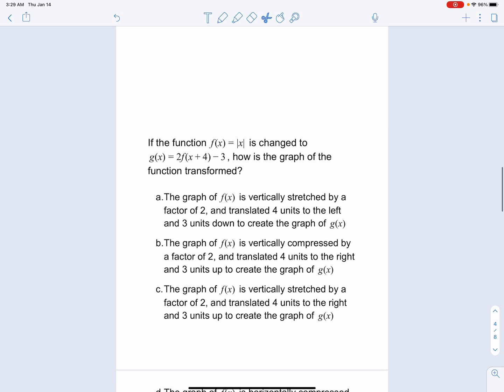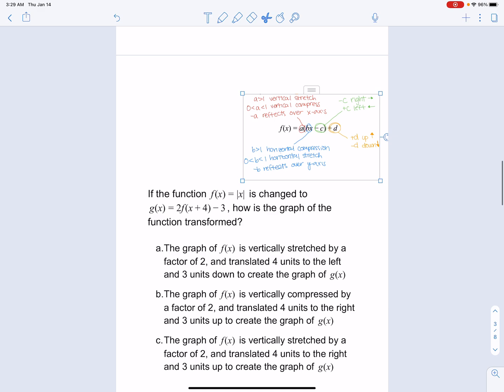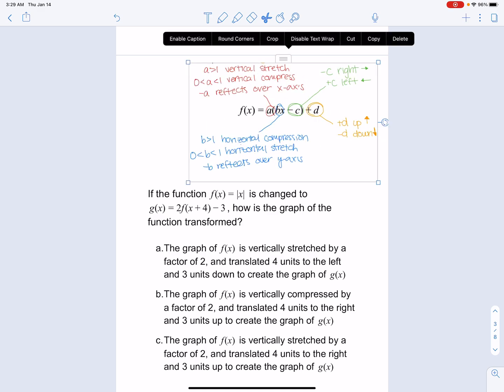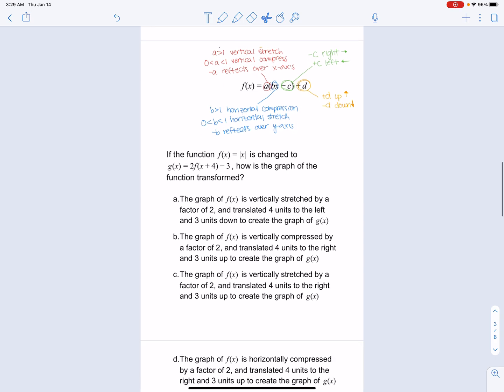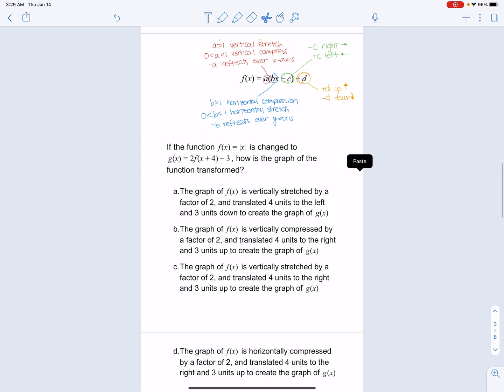So let's try this next one. I'm going to give you a minute to try this one by yourself. All right, so we're going to walk through it real quick.